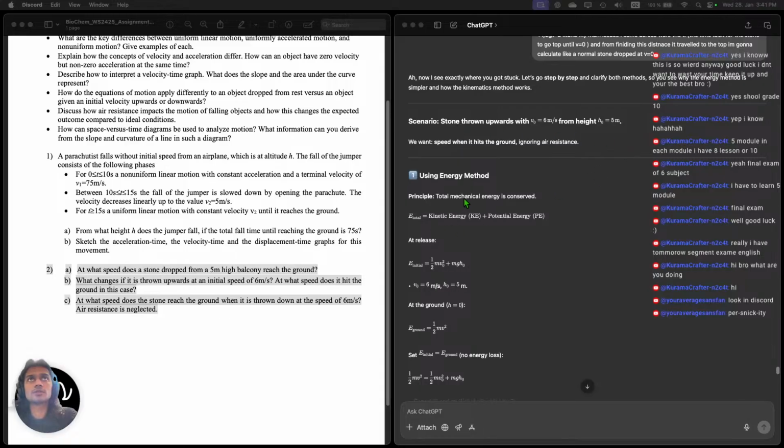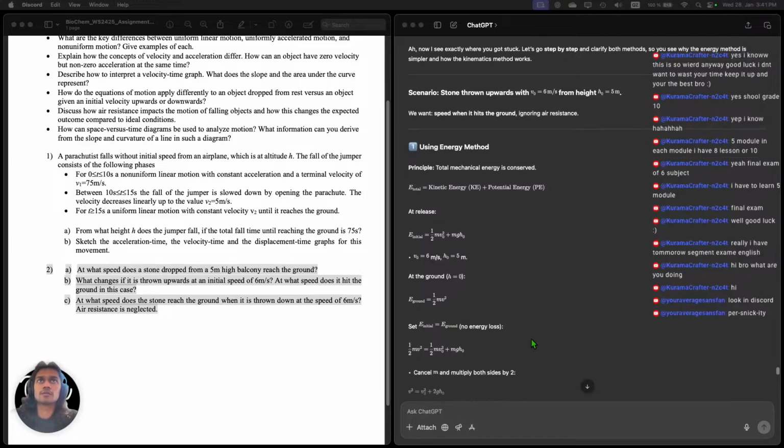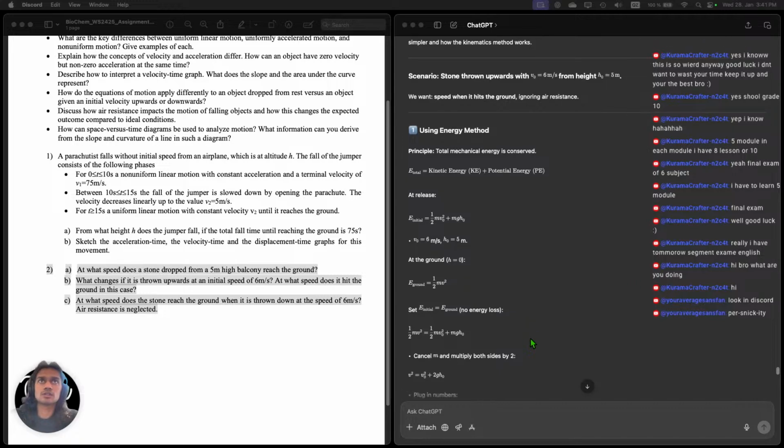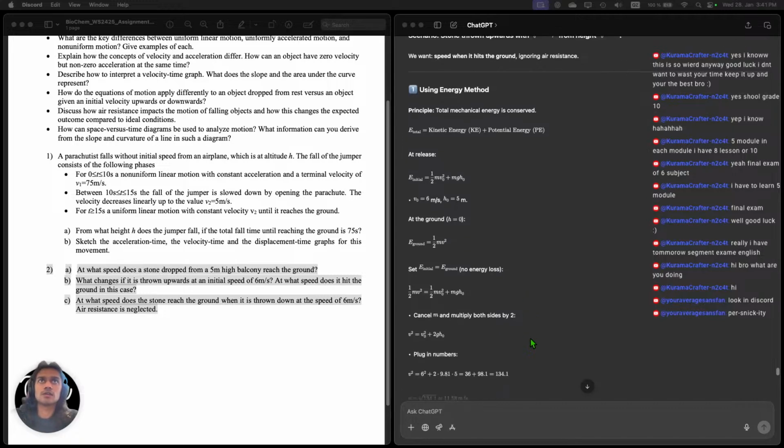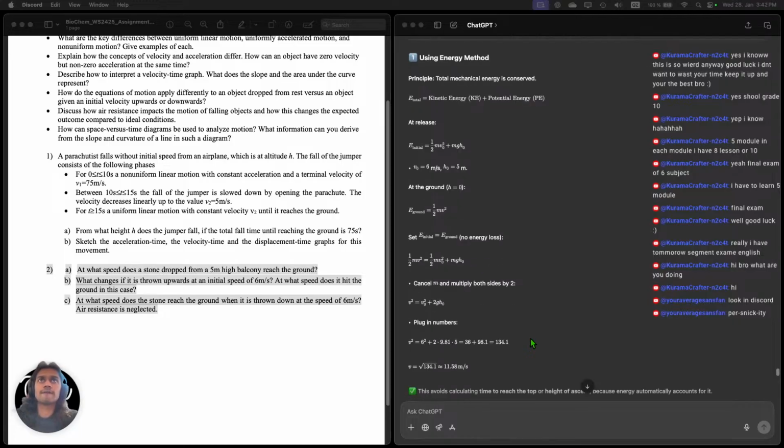Stone. Okay. Principle: total mechanical energy is conserved. Kinetic energy plus potential energy: half m v0 squared plus m g h. V0 equals 6 meters per second. H0 equals 5. At the ground, h is equal to 0. E ground equals half m v squared. Set E initial equals E ground. No energy loss. Cancel m, multiply both sides by 2. Plug in the numbers. 6.